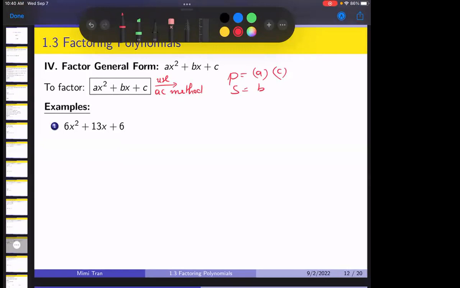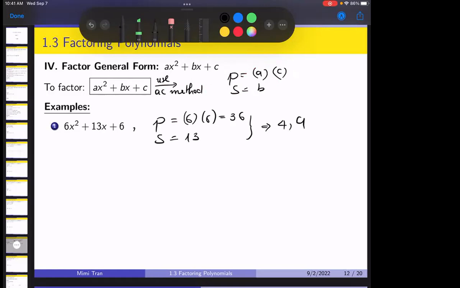So for example, same thing here. Maybe I'll use this in black. I want to find the product, which is 6 times 6, which is 36, and then the sum is 13. What are the two numbers? What do you think? What are the two numbers when you multiply, it's 36, when you add, it's 13? Yeah, 4, 9. Thank you.